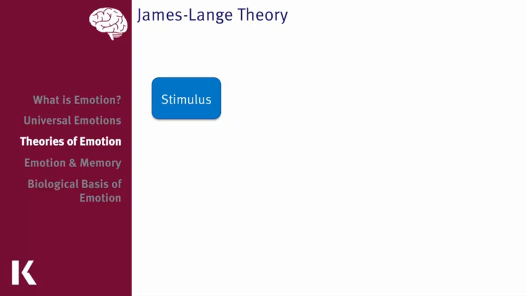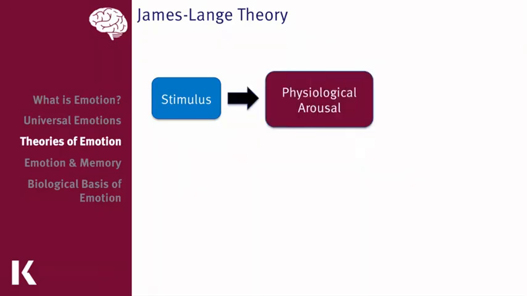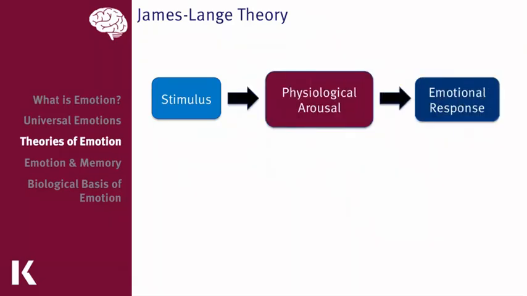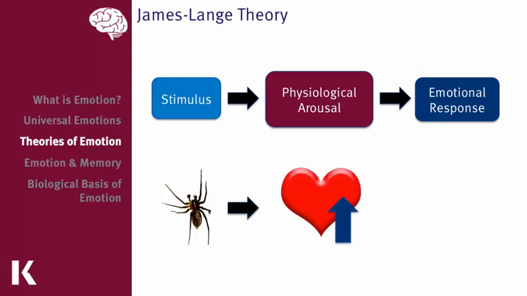The first theory is the James-Lange theory, and this theory says that it's changes in our physiological responses that elicit an emotional response. So if someone has a fear of spiders, we would expect that upon seeing a spider they'd have an increase in heart rate. And it's this increase in heart rate, or this physiological change, that would elicit a fear response. By this same logic, if you were having a bad day and you were feeling sad, all you would have to do is physically smile in order to feel happier.